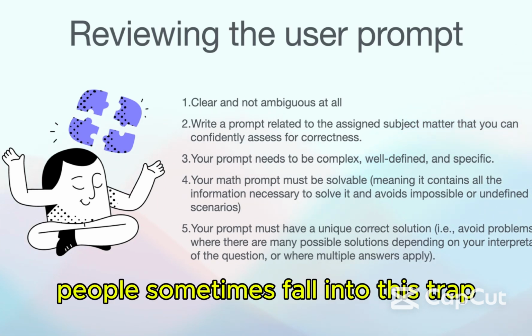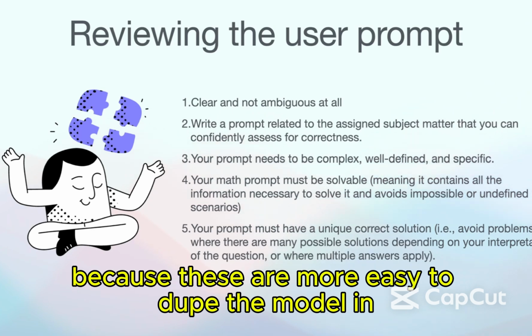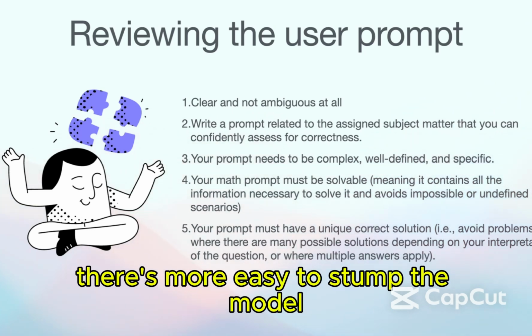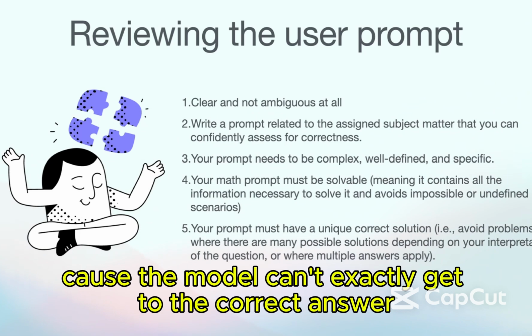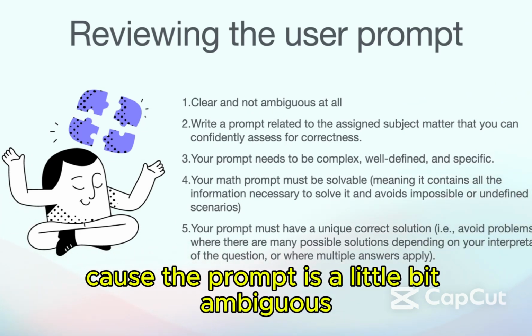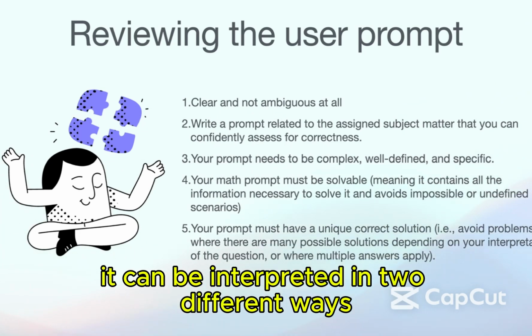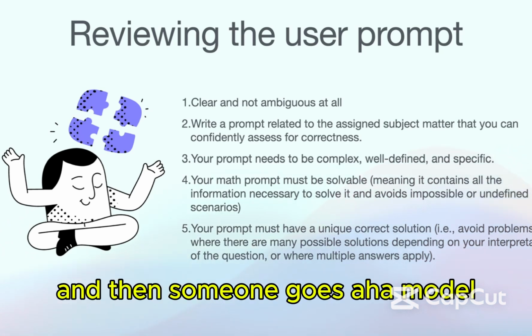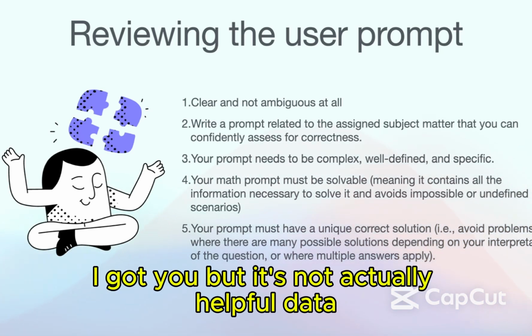People sometimes fall into this trap because these are easier to dupe the model with. They're easier to stump the model because the model can't exactly get to the correct answer since the prompt is a little bit ambiguous. It can be interpreted in 2 different ways. And then someone goes, aha, model, I got you. But it's not actually helpful data.